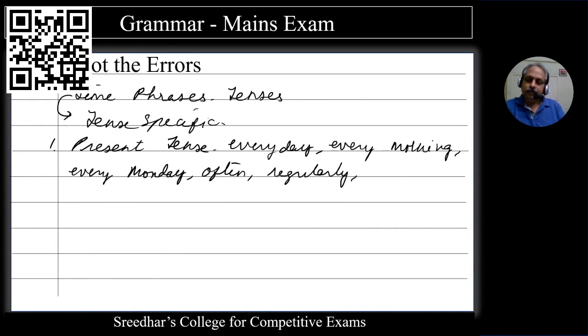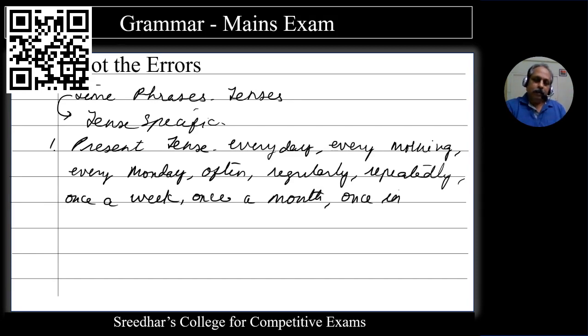regularly, repeatedly, once a week. It is not once in a week, once a week, once a month, once in 5 days. If you mention the number of days, you can use a preposition in. But when it comes to week, month, don't use in. Once a week, once a month. And here, once in 5 days, etc.